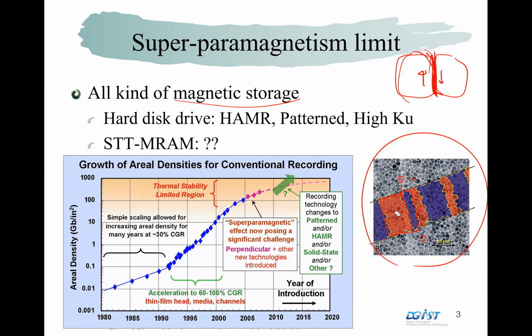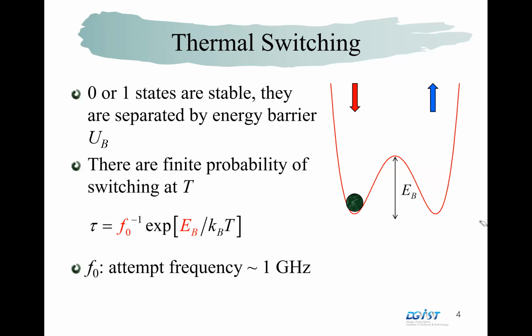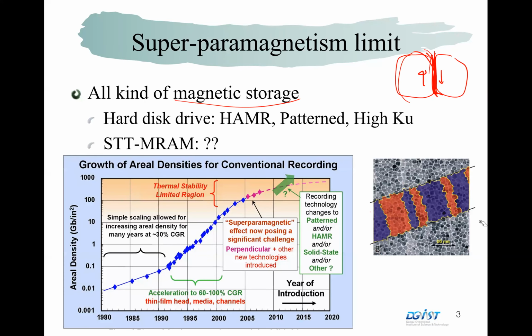But look at this. If you want to store more fine information, what you have to do is reduce the grain size. If you make smaller grains, you can write a more fine pattern, so you can obtain finer bits for the hard disk drive.